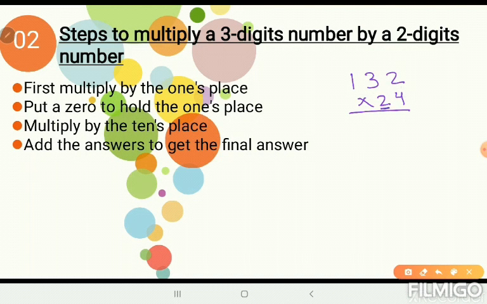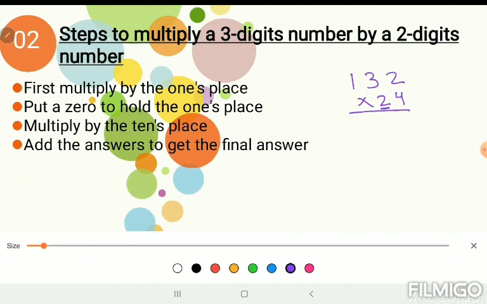The same way we multiplied a 3-digit number by a single-digit number, we are going to follow. This is in the ones place, 4. So I am going to multiply 132 by 4 in the first step. When I am multiplying it by 4, what do I get? 4 twos is 8 and 4 threes are 12. 2, carry up 1, and 4 ones are 4 plus 1 is 5.